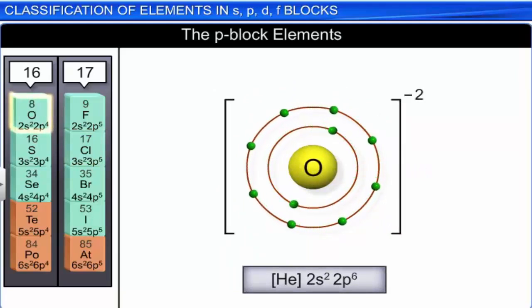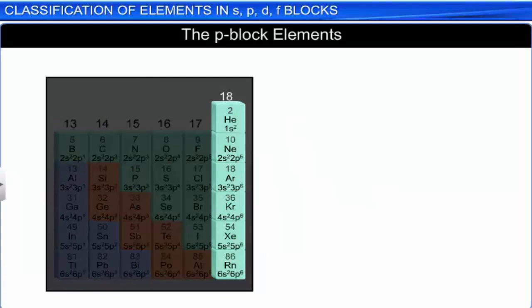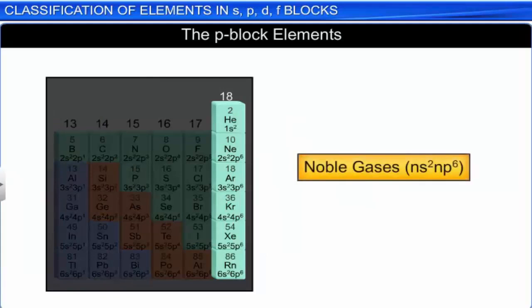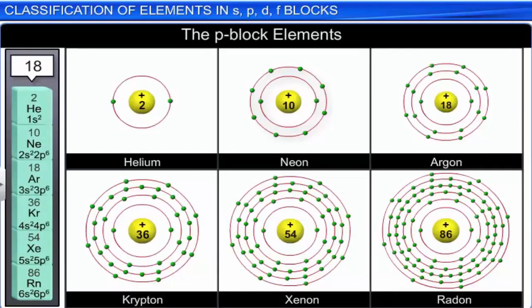The group 18 elements having the electronic configuration ns2np6 are called the noble or inert gases. All of them exist as monoatomic gases. Noble gases exhibit very low chemical reactivity because of their completely filled outermost shell. Next, let's look at the d-block elements.